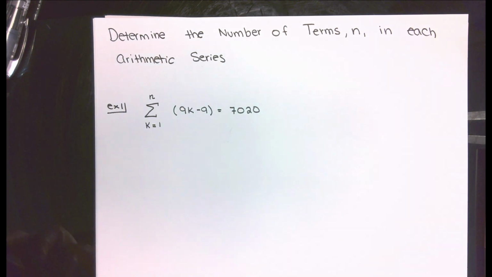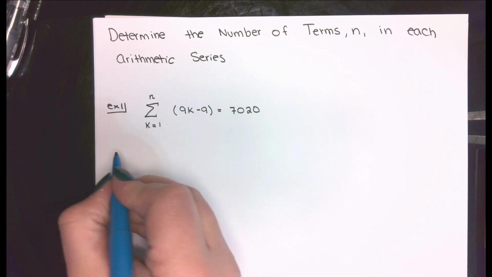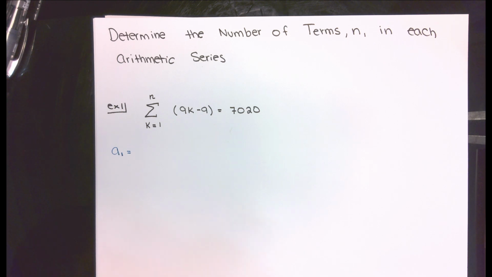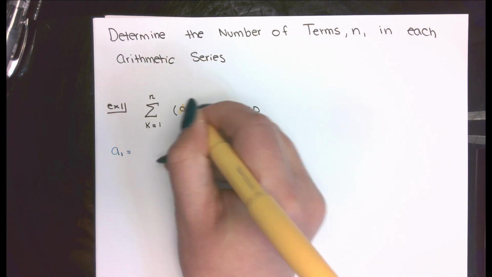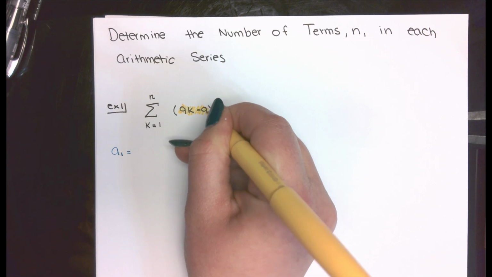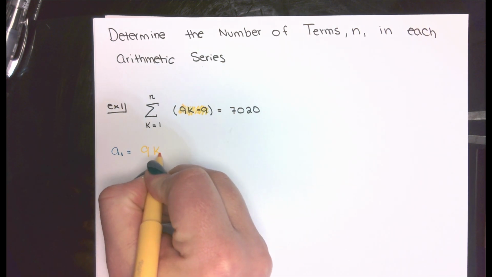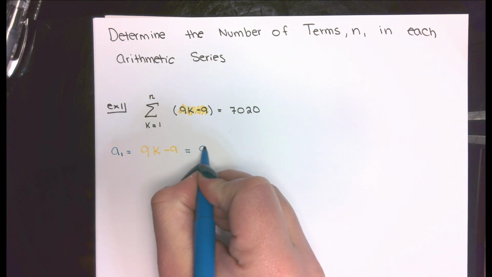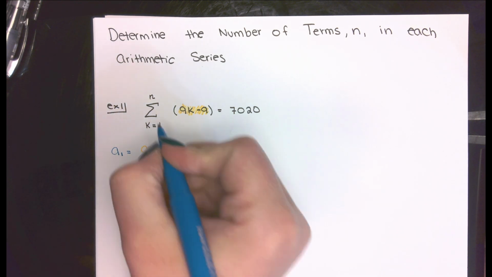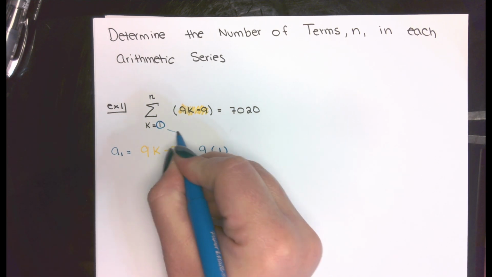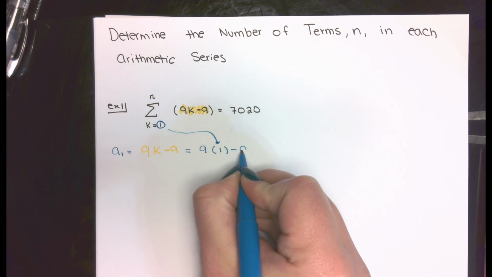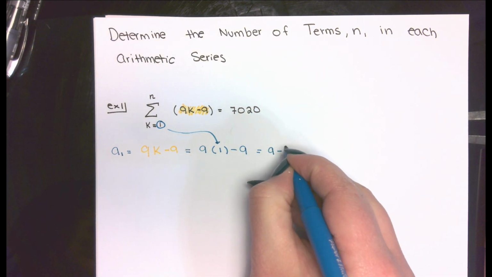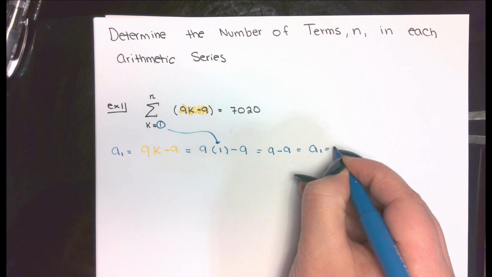The first thing you're going to do is solve for your a sub 1. Now, the term in the first position is going to be your explicit rule for k when you put in the lower limit number. So I'm putting in 1 because that's our lower limit. So we have 9 times 1 minus 9, so we have 9 minus 9, and a sub 1 means it's 0.